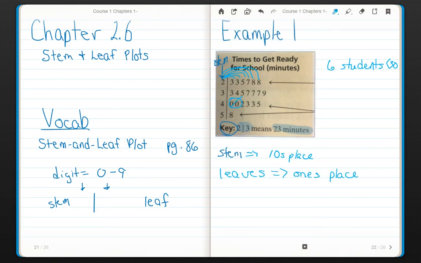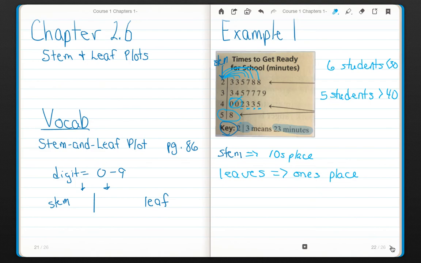I'm going to count the 2, the 3, the 3, the 5. That's 42, 43, 43, and 45 minutes. But I also have to count this down here because that is also more than 40 minutes. So there are 1, 2, 3, 4, 5 students. 5 students take more than 40 minutes. Again, I couldn't count the 40s because that is equal to 40 minutes, not more than. So that's how you read a stem and leaf plot.